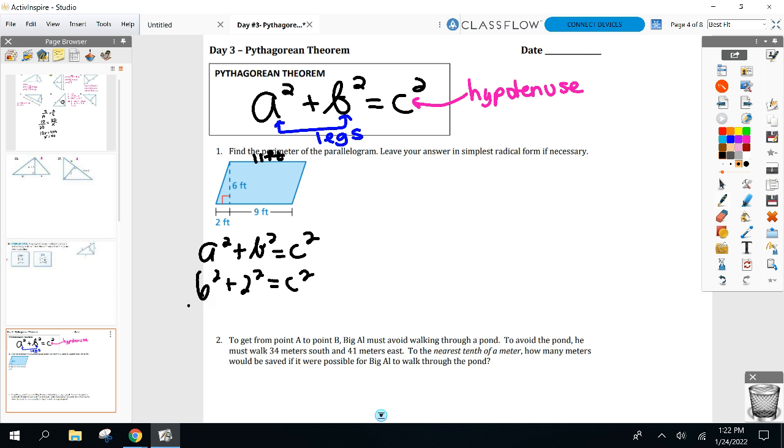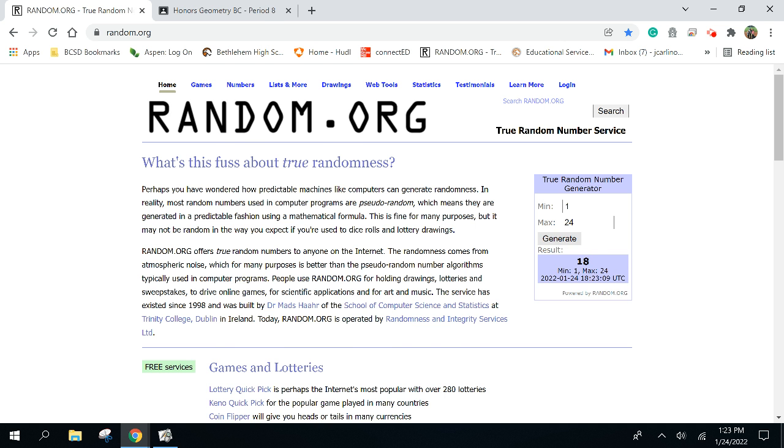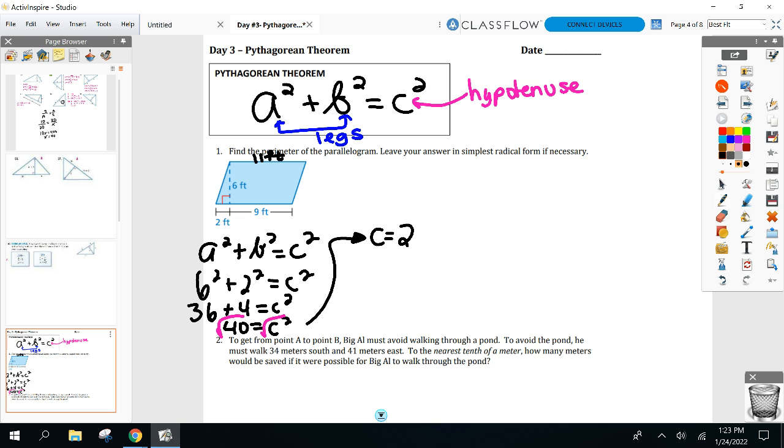Everyone's all right? Let's keep trucking. I got 36 and 4. So it looks like I'm going to be taking the square root of 40. Simplest radical form, of course. So I'll give you guys a minute to figure that out before we go perimeter. So what is that hypotenuse? What is that side of the parallelogram in simplest radical form? Simplest radical form. What do you got for me? 2 radical 10. Good job. 2 radical 10. Perfect.